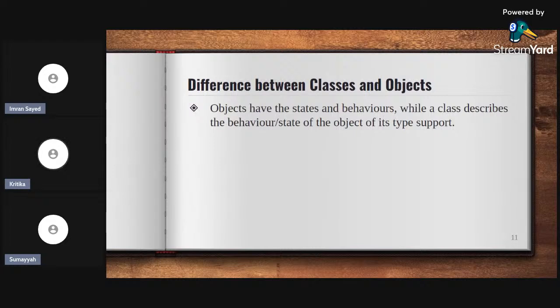Difference between classes and objects. Objects have states and behaviors, while a class describes the behavior and state of the objects of its type. For example, cars, dogs, humans, etc., are objects of a class species.